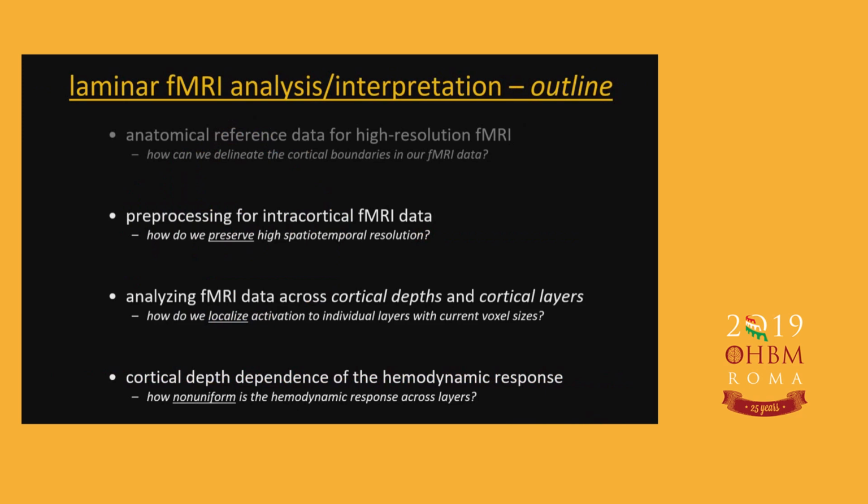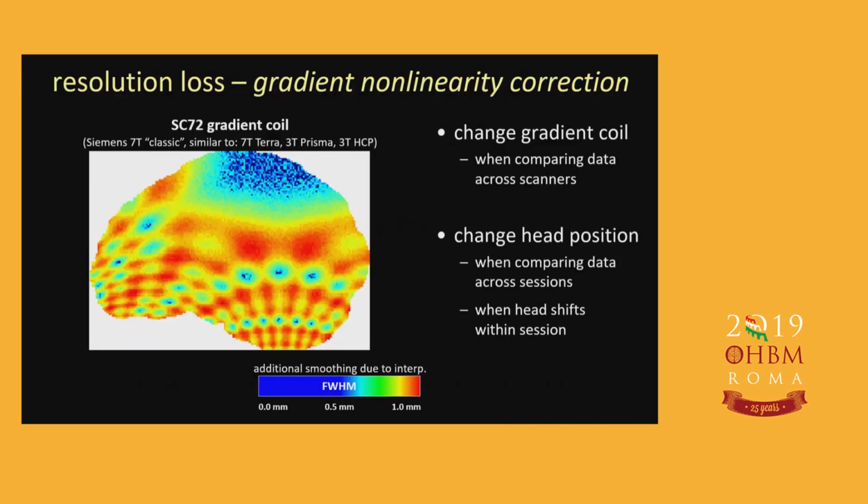And with that, I'd like to move on to talk a little bit about preprocessing for intracortical fMRI. I know there are many different sources of resolution loss that could affect the ultimate resolution in our data. I showed you before how B0 distortion correction can cause resolution losses. Also, gradient nonlinearities have significant distortions. These distortions are a function of the gradient coil. They're also a function of the head position within the gradient coil. So we need to be mindful of these when we're comparing data across coils, across sessions, or even when the head shifts within a session.